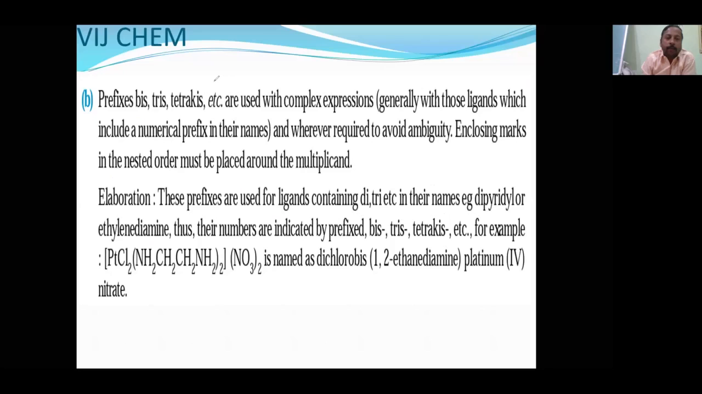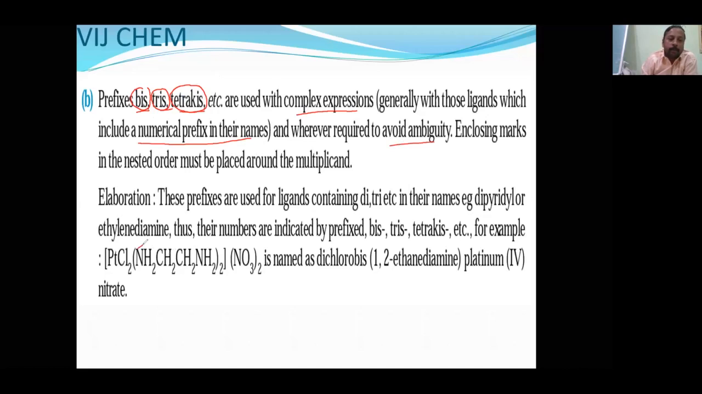Now, the second type of prefix I told you is bis, tris, and tetrakis. Tetra is replaced by tetrakis, tri is replaced by tris, di is replaced with bis. They are used with complex expressions, generally ligands which already include a numerical prefix in their name, whenever there is ambiguity.